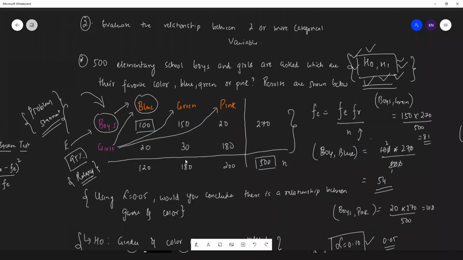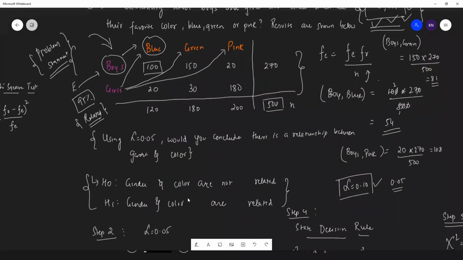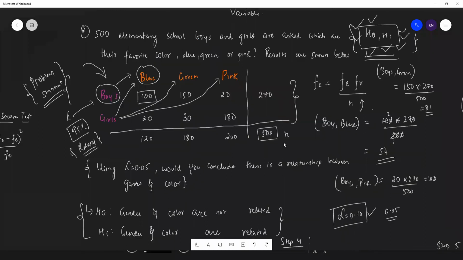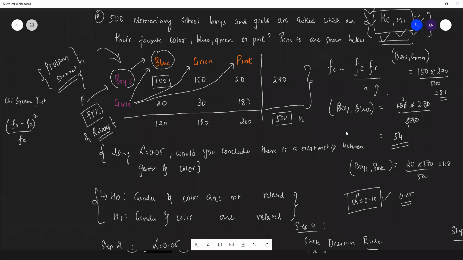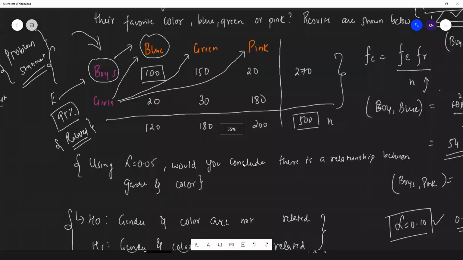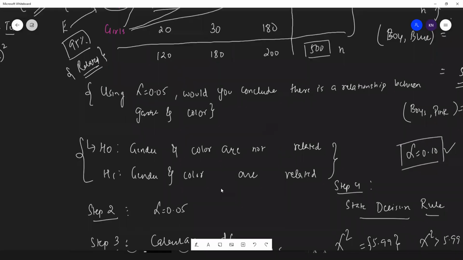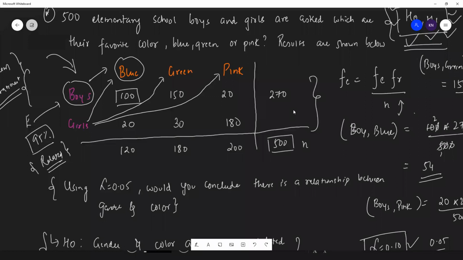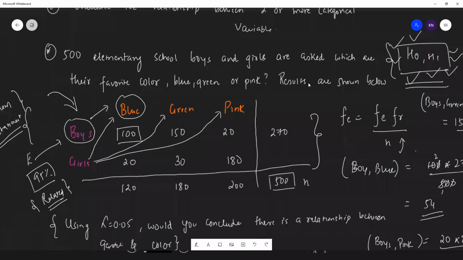Because if we have this kind of data, and they ask whether you conclude there is a relationship between gender and color, there is confusion: there is a relationship, or there is not. By default, what I see over here is that there is a relationship. That is the reason we are getting such a high value. Give me a couple of days, I'll explore it and upload a video on selecting the null and alternate hypothesis, because I took this problem statement from a book, and that book had given them as not related. I'll make a video on how to select an alternate and null hypothesis from a problem statement.